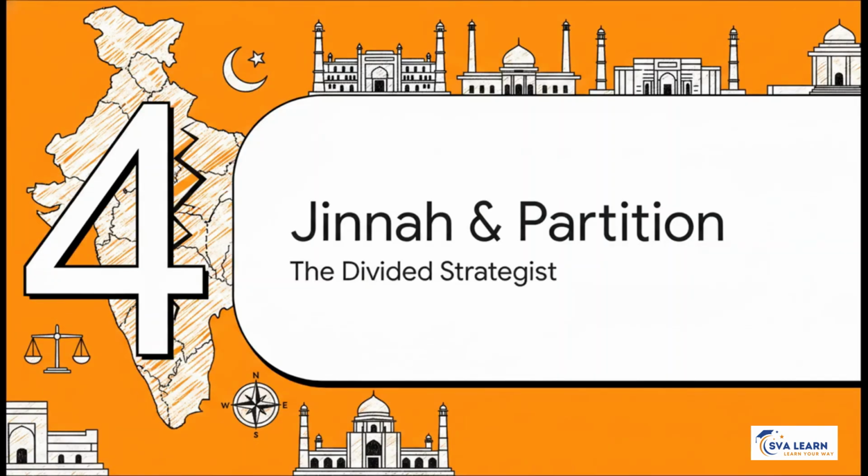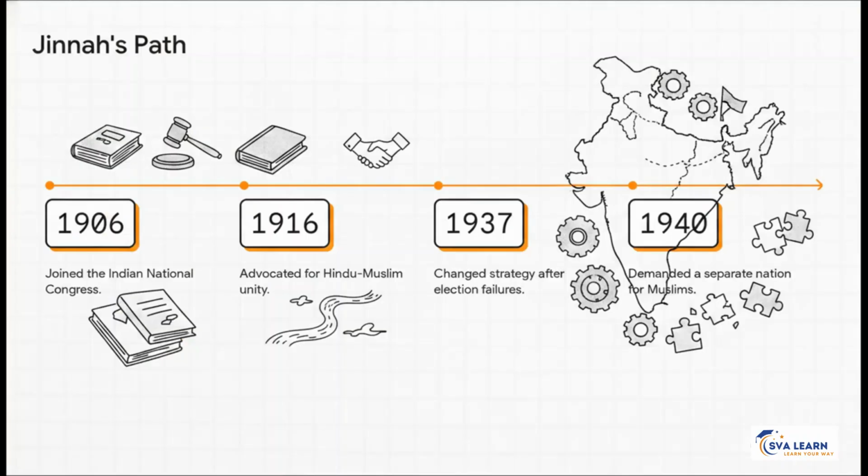Bringing us to Section 4, Jinnah and the Partition, the Divided Strategist. Our fourth historical figure is Muhammad Ali Jinnah. Understanding his political trajectory is absolutely key to understanding how the geopolitical map was ultimately redrawn.